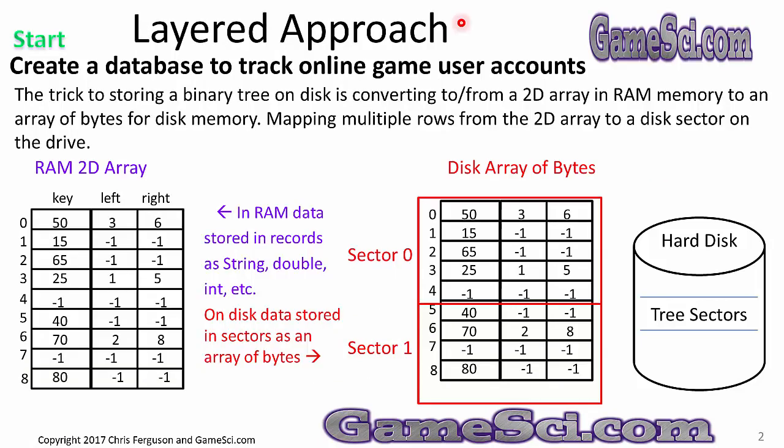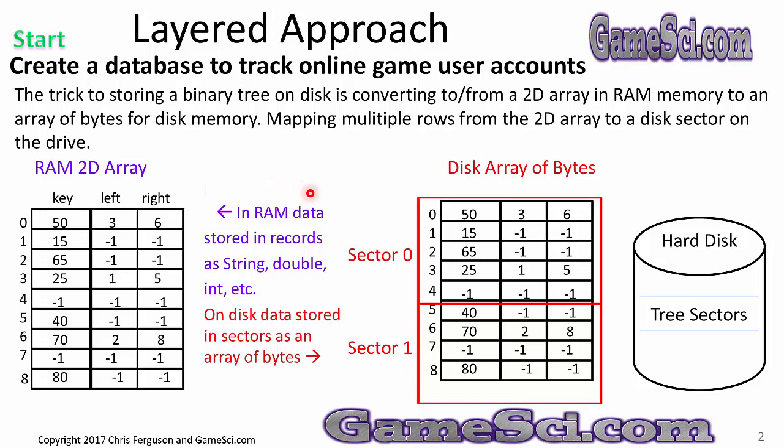Let's look at the layered approach when it comes to storing binary trees on disk. Remember, we're trying to create a database to track online game users, and we need to store those users in sorted order. The trick to storing a binary tree on disk is converting to and from a 2D array in RAM memory to an array of bytes for disk memory, mapping multiple rows from the 2D array to a disk sector on the drive. This is a diagram of RAM memory of the 2D array.